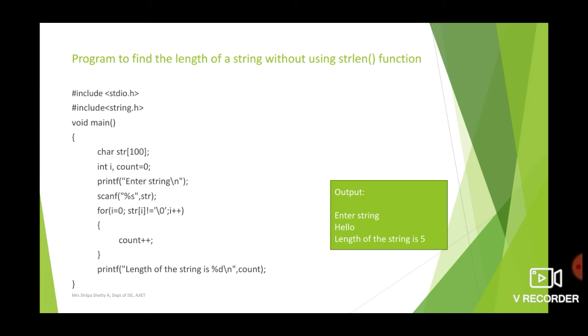So what happens? The program will traverse the string from the first character till the last character of the string. Once it finds the null character, it's going to stop, and each time it traverses, it increases the count by 1, count++. The for loop will terminate when it finds the null character. Then let us print the length of the string: "Length of the string is %d\n", count. Here there is a sample input and output: enter string hello, length of the string is 5.